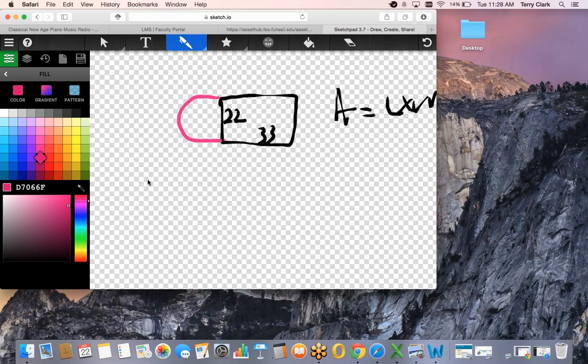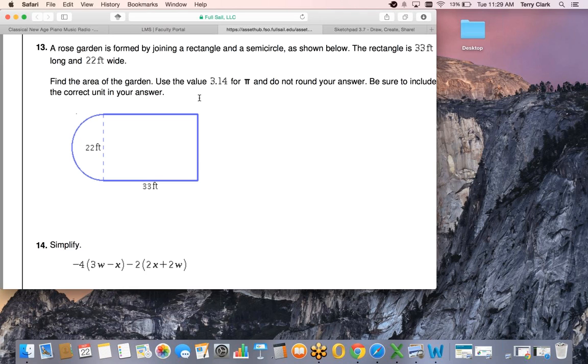And then we got to find the semicircle. Okay, so we've got to find the area of the semicircle. A semicircle is half of a circle. So whatever we do, we got to either divide it by 2 or multiply it by 1/2. So the formula for a circle is pi r squared, and then we're going to divide that by 2 because it's half of a circle. Okay, and so those two together are going to form the area of this garden.